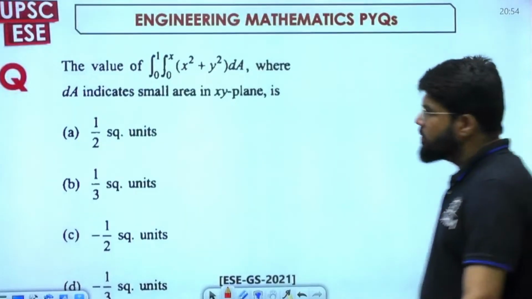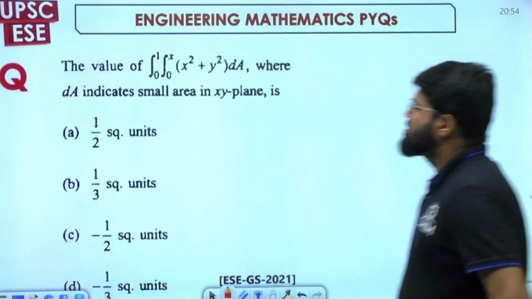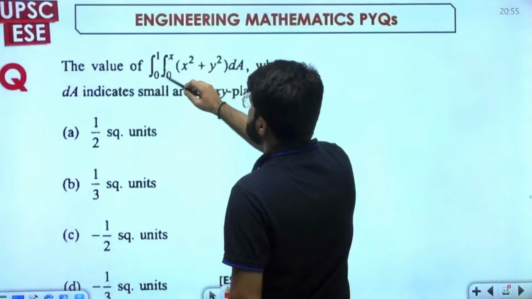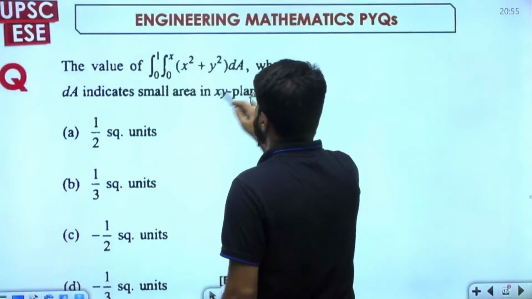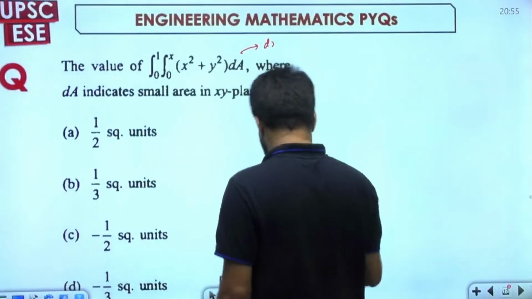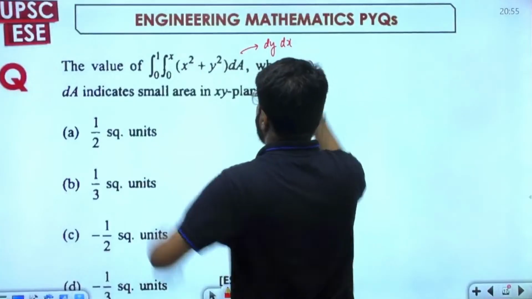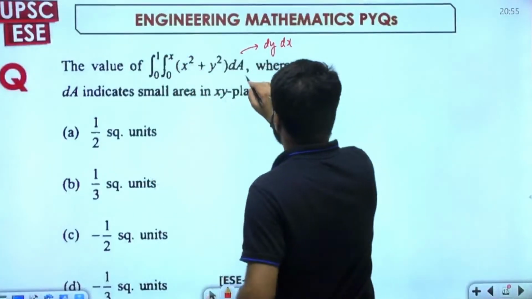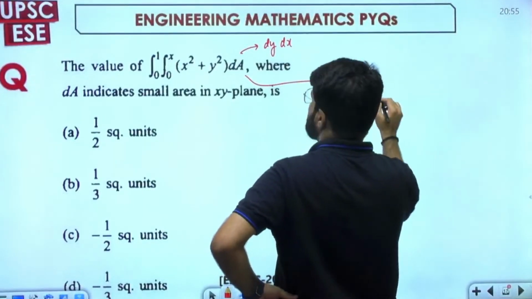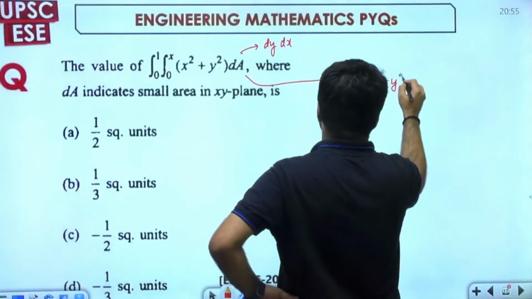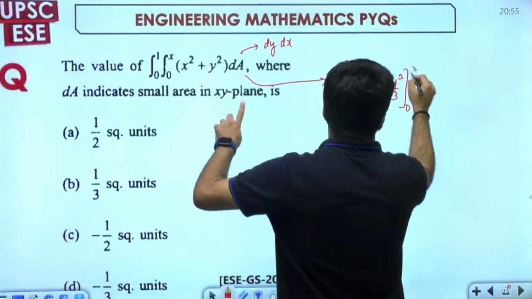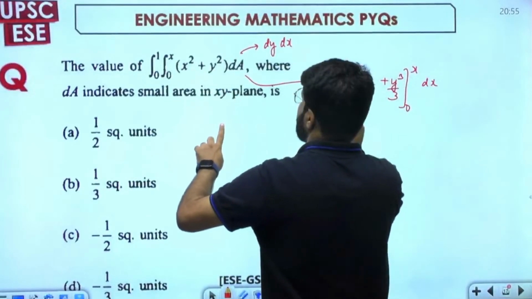The value of, okay, this is even more direct. Limit of y depends on x. The integral 0 to 1, 0 to x, of x square plus y square dA, where dA is the small area in the xy plane, which is of course dx dy, or here I will write it as dy dx, because the y limit depends on x. So first we will integrate with y. Simple question. Integrating with y, x square is constant, so x square dy integral is y, and y square integral is y cube by 3, limit of y 0 to x given, and then we will integrate with x, where the limit of x is 0 to 1.